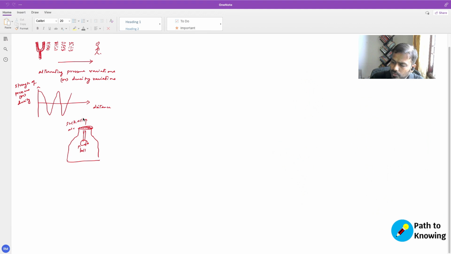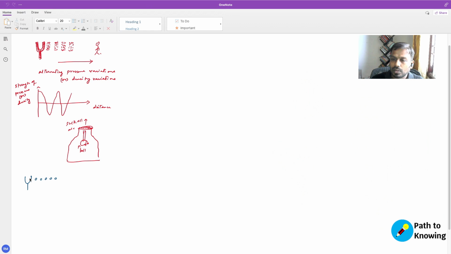So let's say you have a tuning fork here like this, and it is starting to vibrate, which means that it is going to vibrate the nearby air particles, right? So let's assume that these are the air particles that are nearby. And how does the sound propagate?